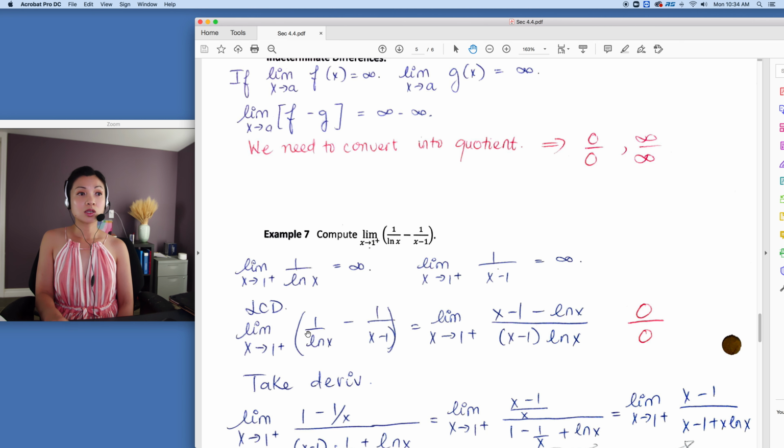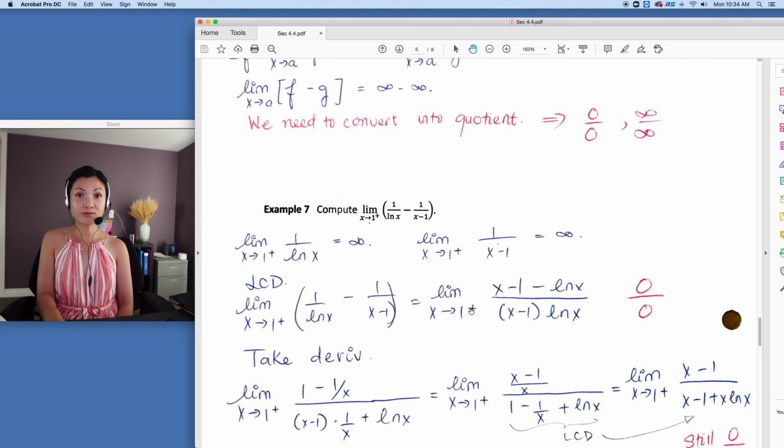Which is indeterminate. Okay, so how do I combine it? LCD. So I'm going to multiply and then change it to the LCD and then I multiply right here. I simplify it and I end up with 0 over 0 if I take the limit. You see, now I have the indeterminate form. So we can apply l'Hopital.